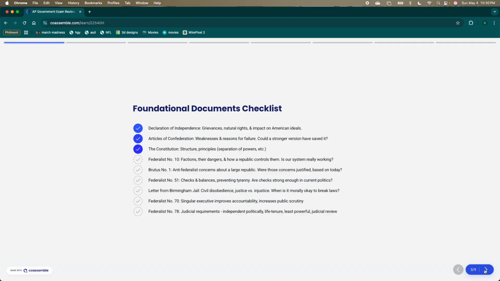So we have Federalist number 10 to begin with, and this discussed factions and their dangers, but also how a large republic can control them. So it was advocating for a larger central government, as factions were seen as inevitable. They would happen no matter what, and the best way to control them would be through a large central republic government.